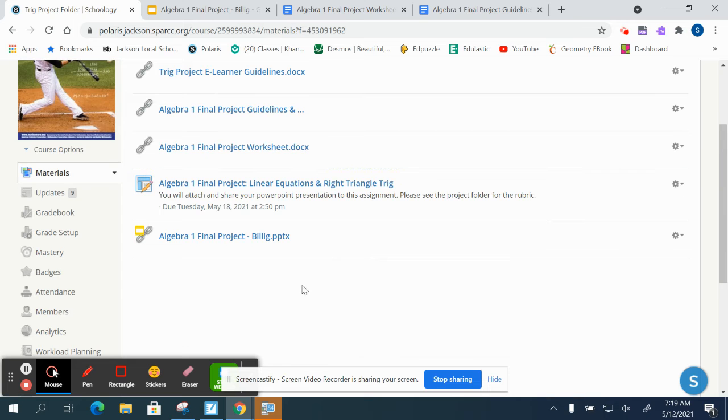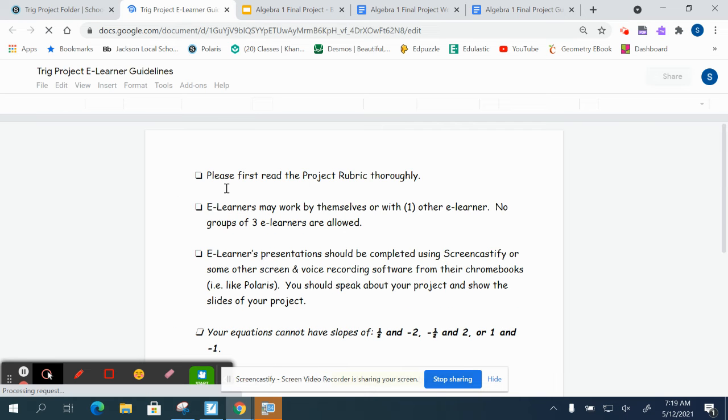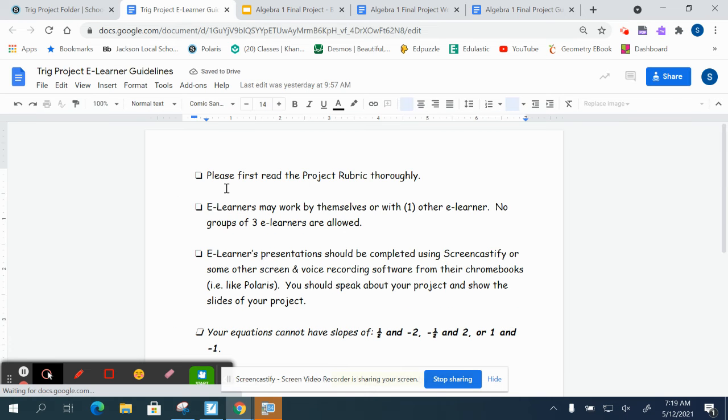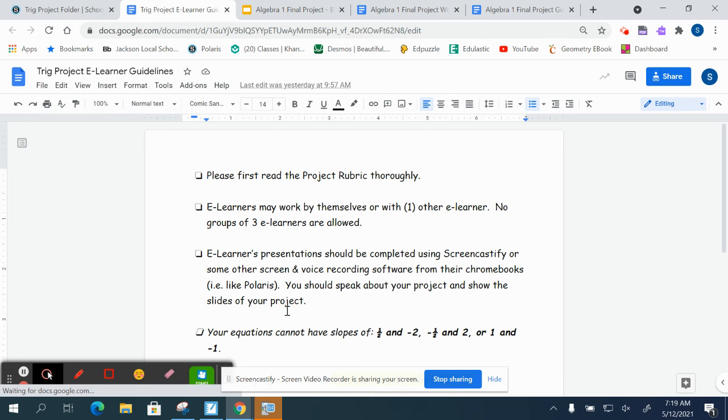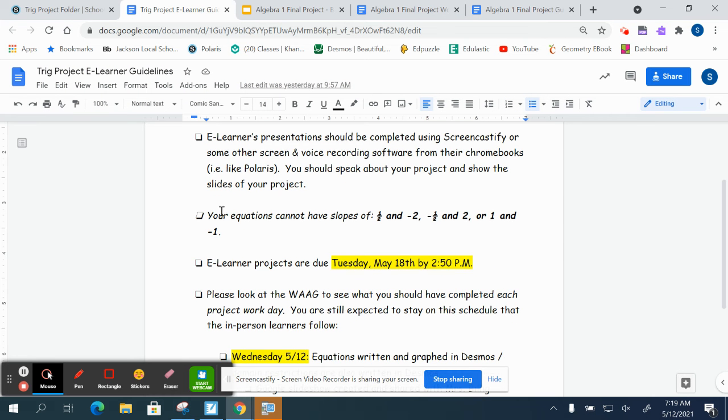So if you look in the final project e-learner guidelines, these are just things that I might tell in class, but that are not on the regular guidelines because I told them in class. So for your equations, you cannot use a slope of 1/2 and -2, -1/2 and 2, or 1 and -1, or 0. So you can't have horizontal or vertical lines because that's too easy.